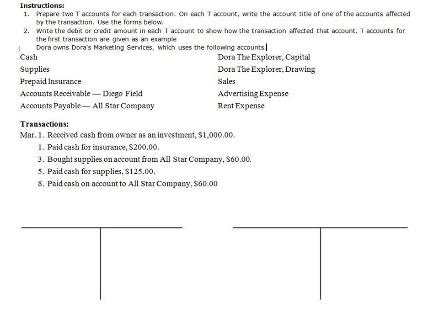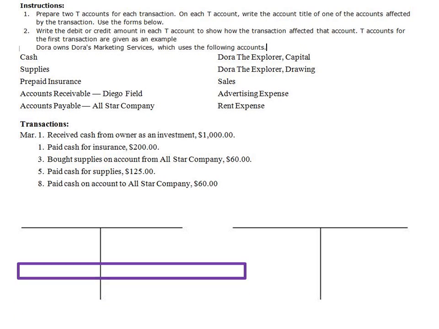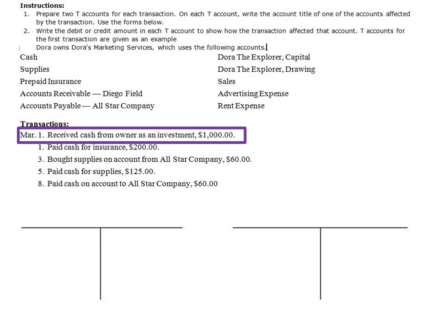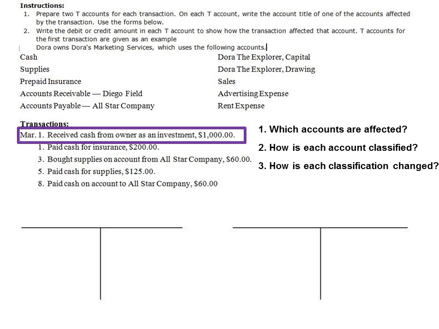Well, we have our transactions here, 5 transactions. We're talking about Dora the Explorer. She has a marketing services business. She's kind of a marketing guru. Take a look at our first transaction. But before we can break into our first transaction, we need to bring back those 4 questions. Which accounts are affected? How is each account classified? How is each classification changed? And then finally, how is each amount entered in the accounts? Well, let's take a look.